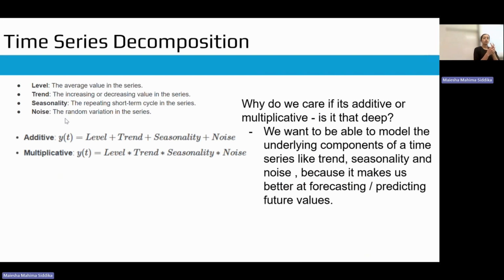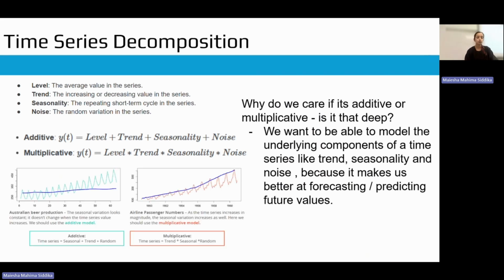So there are 2 different types of time series that we can model. We can do an additive model, or we could do a multiplicative model. Now, why do we care if it's additive or multiplicative? We want to be able to model the underlying components of a time series, like trend, seasonality, and noise. It makes us better at forecasting and predicting future values. So let's look at an example to understand this better.